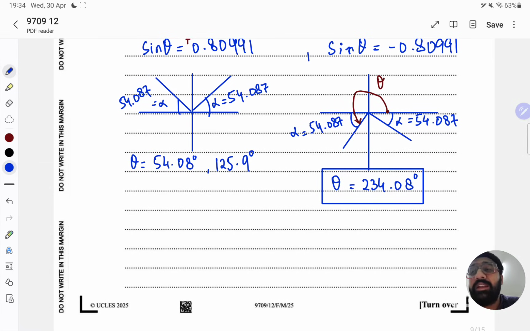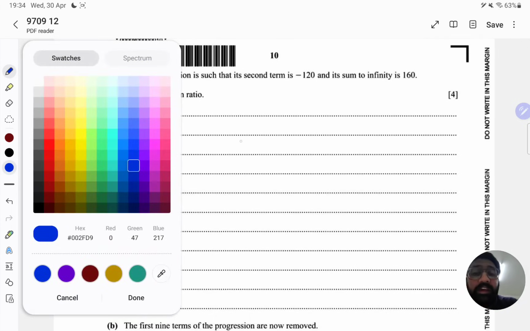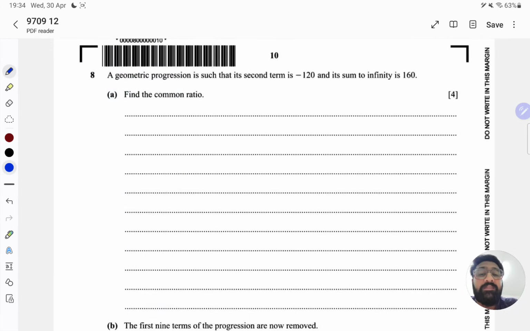The other value of theta is not possible because that is exceeding the domain limits given to us for solving this equation. Okay, let's do question number 8. Question number 8 says that a geometric progression is such that, so remember, it is a geometric progression, its second term is minus 120. So AR is basically minus 120. And he also says that the sum of infinity is 160.